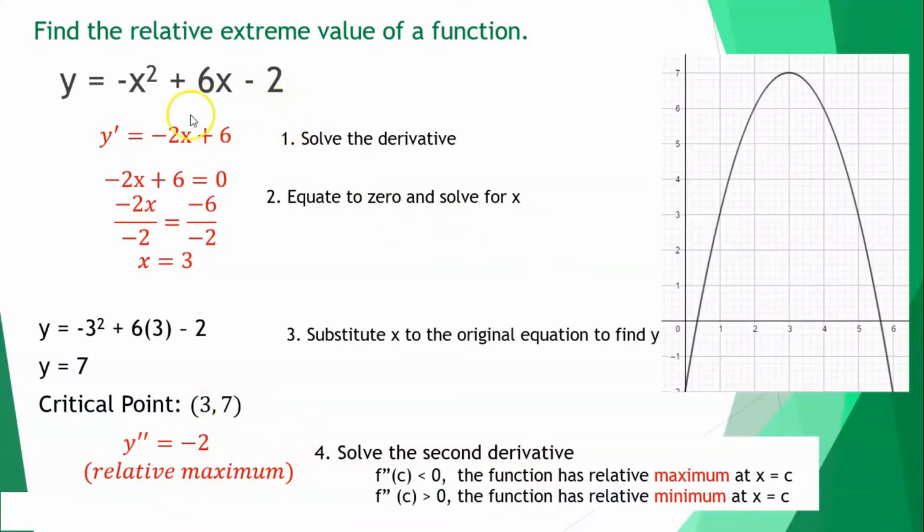Take note, when you sketch this, the graph is a parabola that opens downward, downward because, again, the sign of a is negative. So at this point, it has the highest point, a relative maximum. So take note of that.